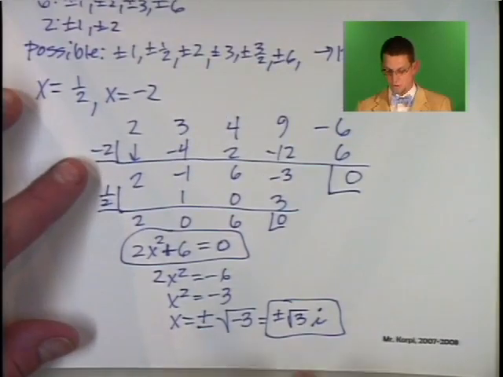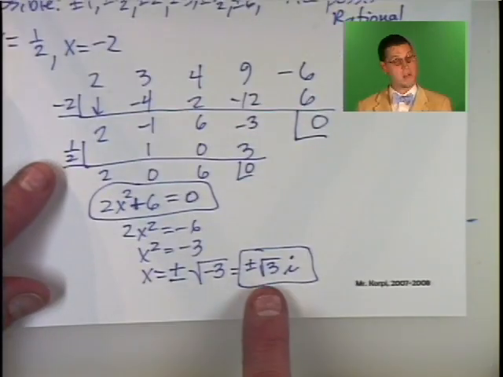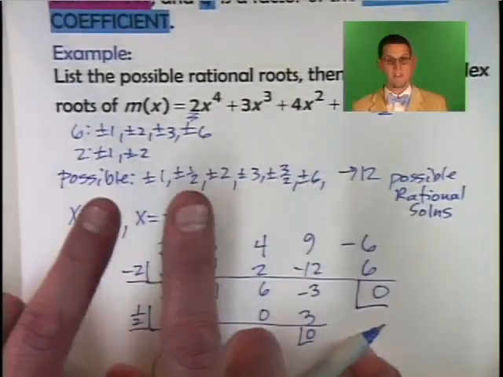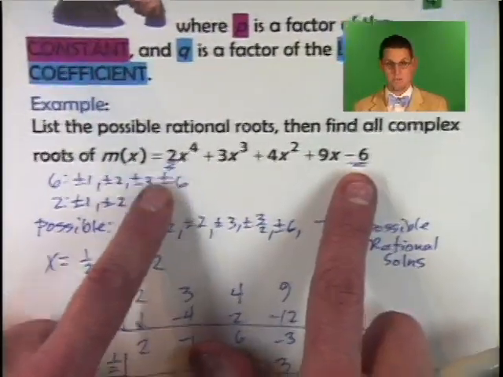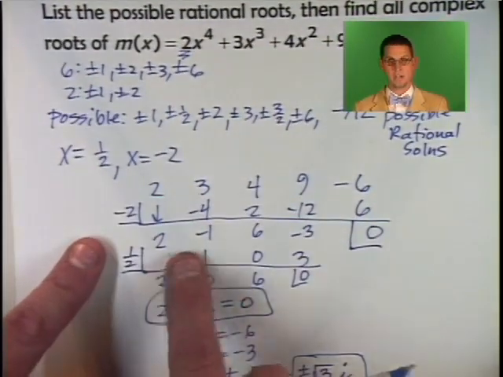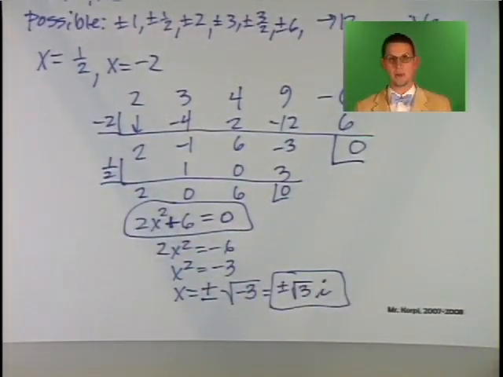So my 4 roots are negative 2, 1/2, and the conjugate pair plus or minus square root of 3 times i. Nice. Okay, but we started off by finding the possible rational roots, checking the calculator and verifying. We found 2, synthetically divided, got down to a quadratic, and solved our quadratic for the remaining.